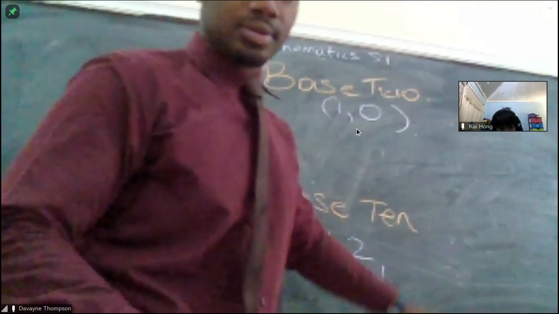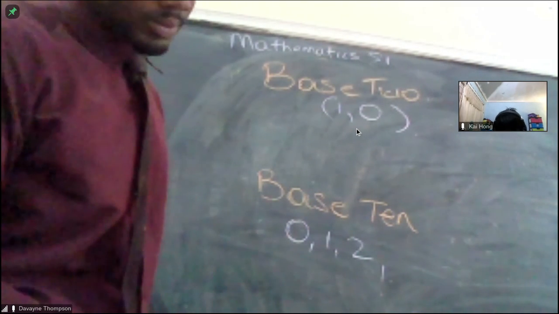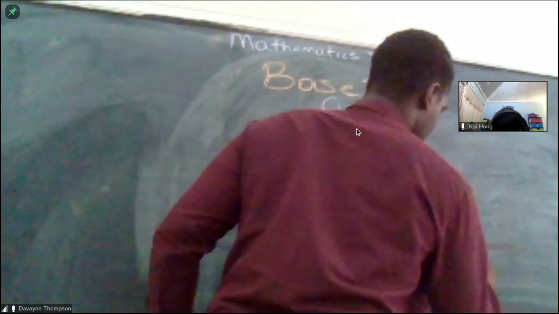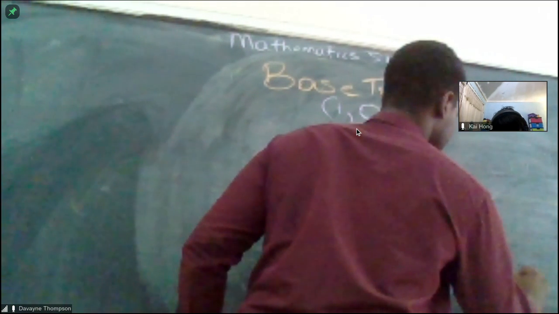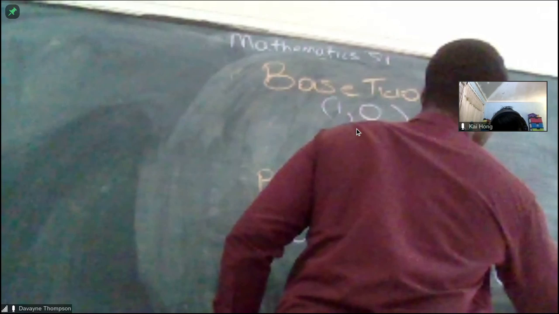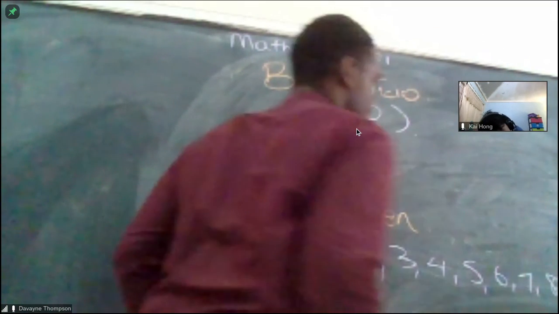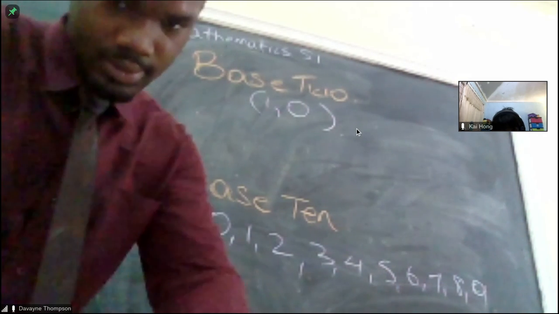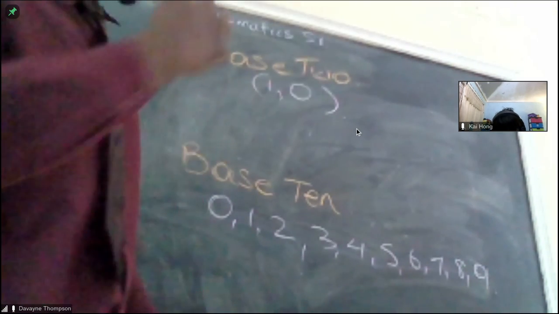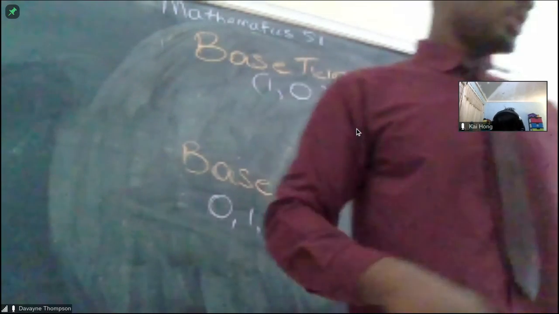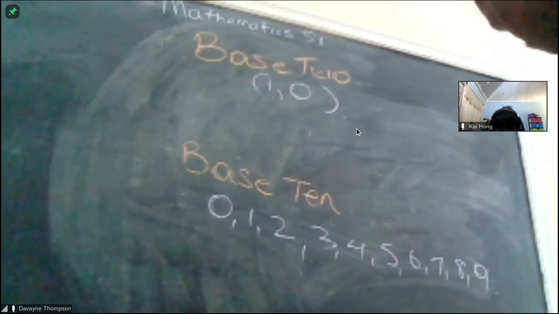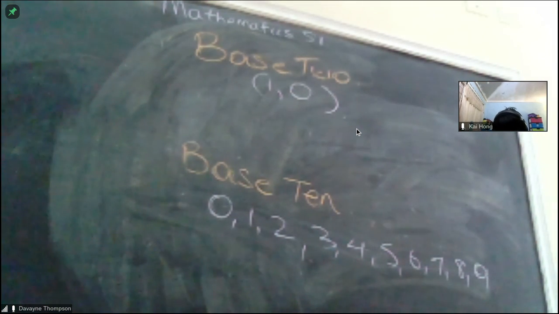Can I continue? Yes, sir. 3, 4, 5, 6, 7, 8, 9. Right. Do I continue now? No, sir. Right. Because under base 10, you are only allowed to use 9 digits. Right? And all the other numbers come from these digits.